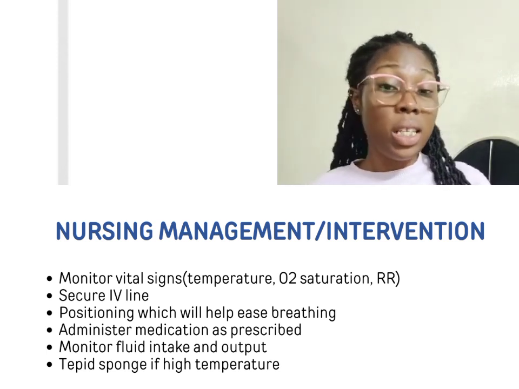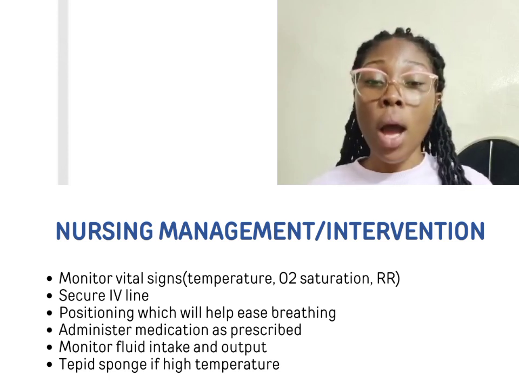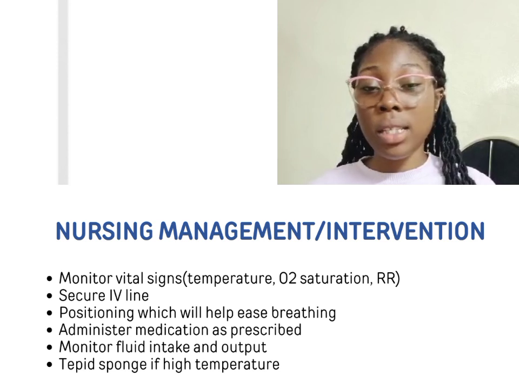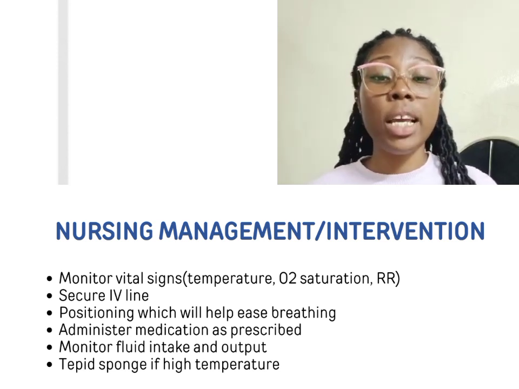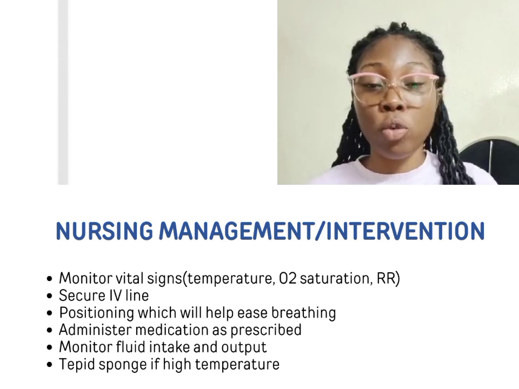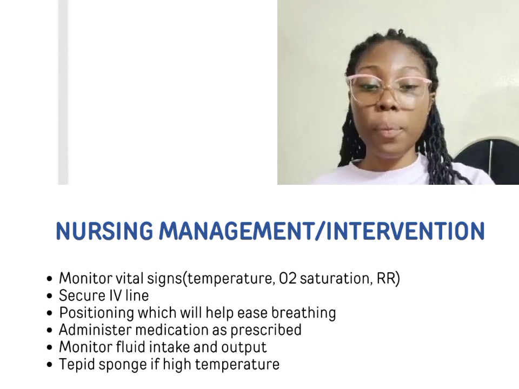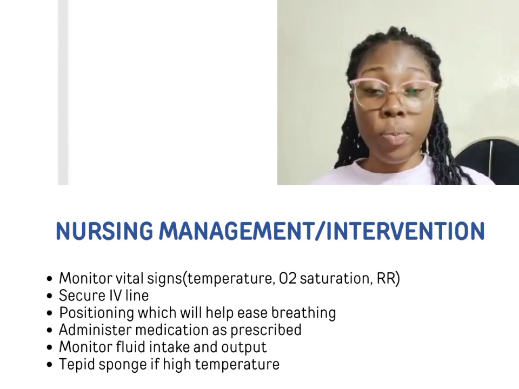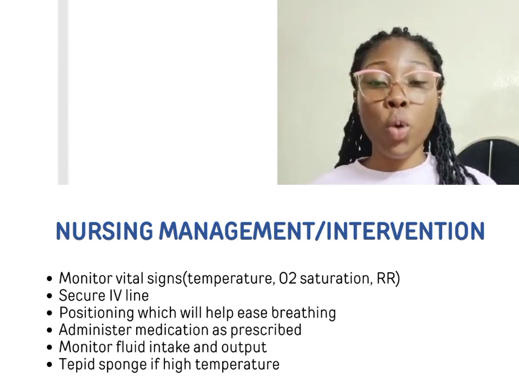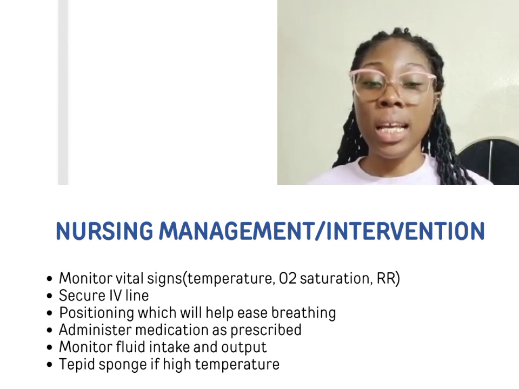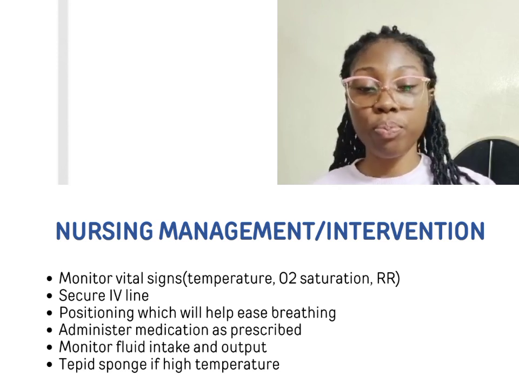Secondly, for the nursing intervention, we have to secure an IV line. This will ease the administration of the medications prescribed by the doctor parenterally, as this is the fastest route for drug action. We also have oxygen therapy. The child is going to be put on oxygen so as to help ease the breathing pattern of this child and make breathing easier and less stressful.